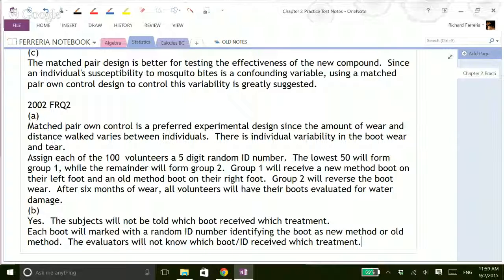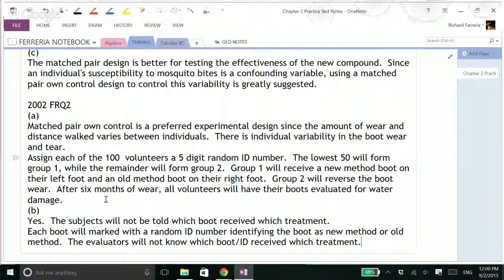What we need to realize here is the people evaluating the boots are not the people evaluating the experiment. They're not the same people. The people who are evaluating the boots are going to send the results to somebody else. The somebody else will know which boot received which treatment. So it's like when you get the boots, someone has to know. Someone has to know.